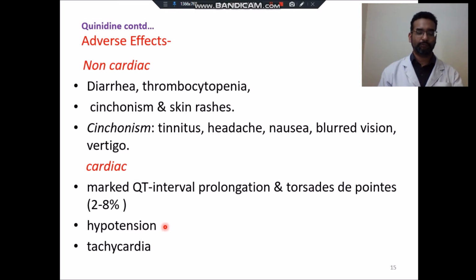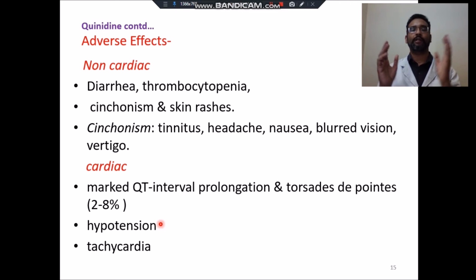Then quinidine will cause vasodilatation, so that may lead to hypotension, and because of hypotension, that may cause reflex tachycardia. The point to note here is that quinidine is given to control arrhythmia, but in abnormal dosage, if you do not monitor the patient properly, that may lead to arrhythmia again.